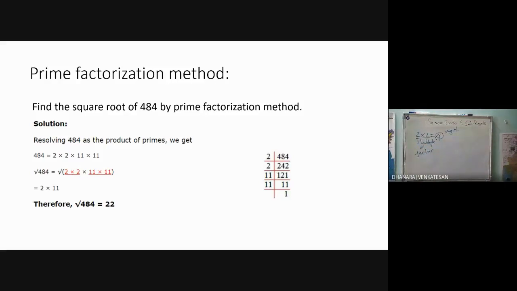In this prime factorization method, you are going to use only prime numbers. What are the prime numbers? You know, it is 1, 2, 3, 5, 7, 11, 13, and so on. The first method is prime factorization method. Next one is long division method. There are two methods for solving square roots and cube roots: prime factorization method and long division method. Usually, prime factorization method is used for perfect squares.